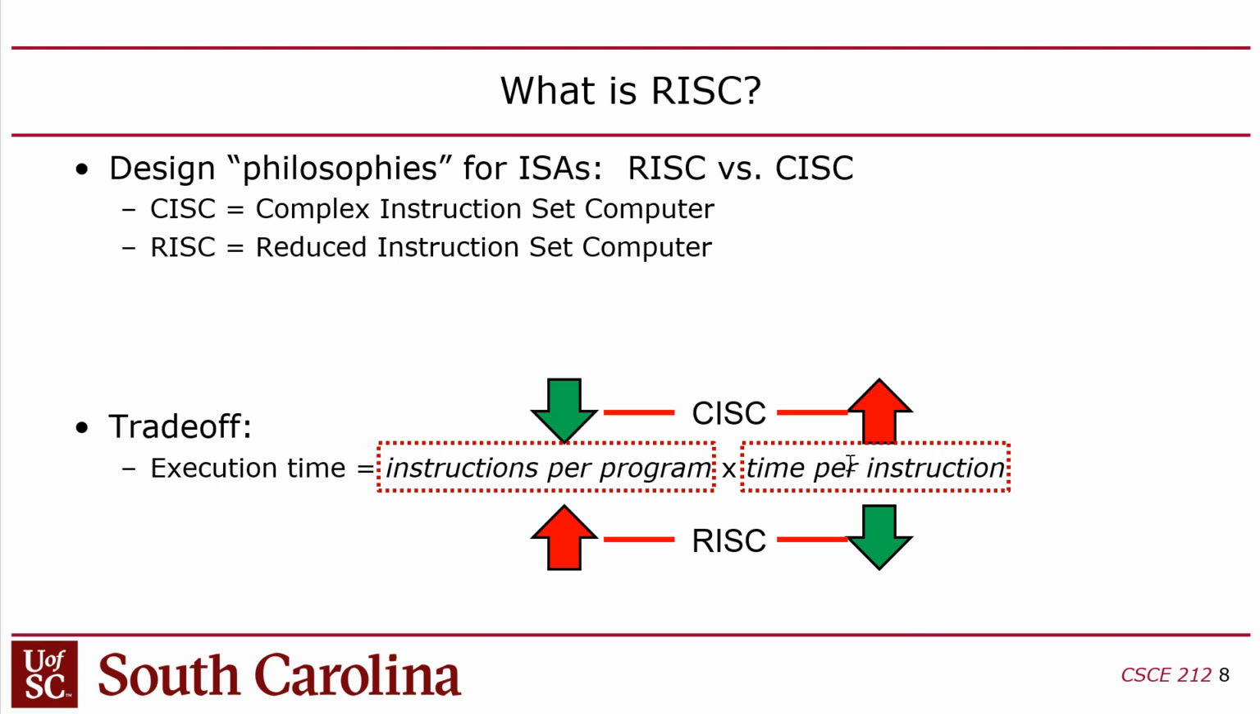Whereas the RISC architecture is minimizing the amount of time per instruction because they're simpler, they're performing less work, but increasing the number of instructions required to execute a program.